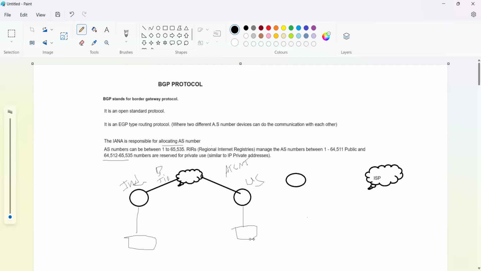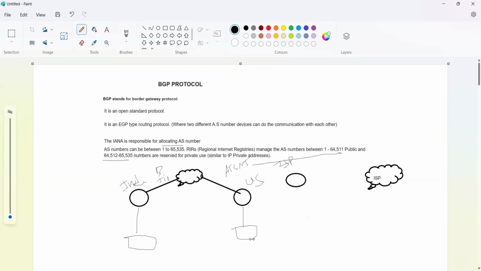Sorry, this is the public range. It is the entire range. This is a public range that ISP guys will use. And if we require, the ISP will also provide us AS numbers.